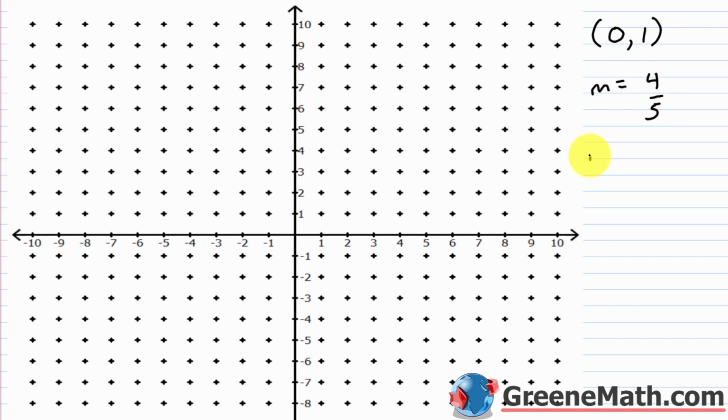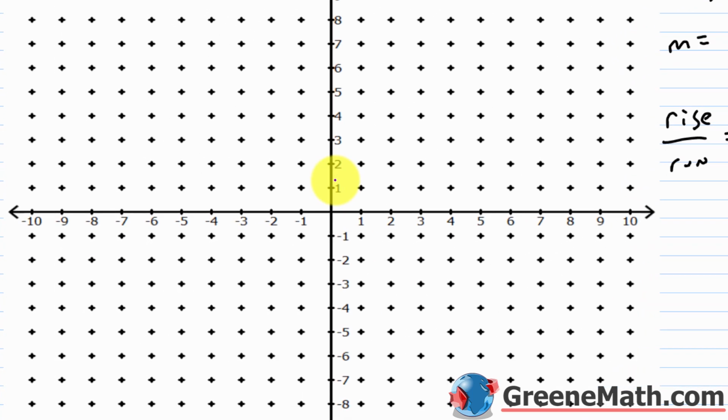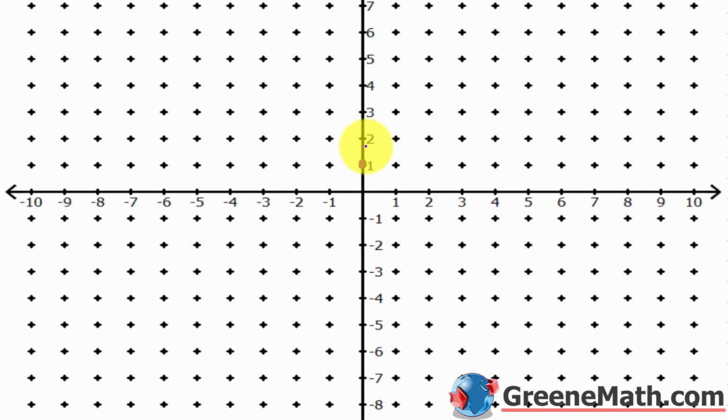And I know the slope, m, is, again, 4/5. So I'm going to write this as rise over run to make it easy for us. So this is 4 over 5. I'm going to start at that point 0, 1. So that's right here. I'm going to rise 4. 1, 2, 3, 4. I'm going to run 5. 1, 2, 3, 4, 5.